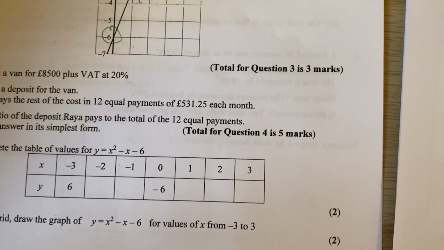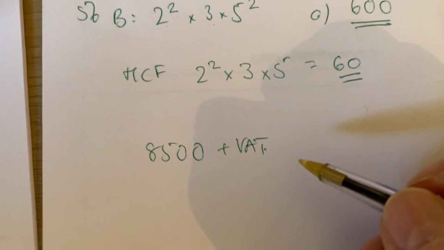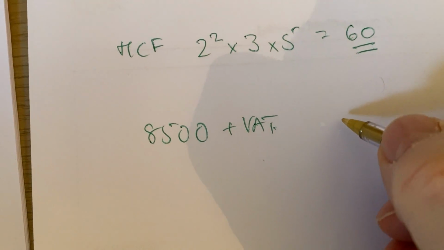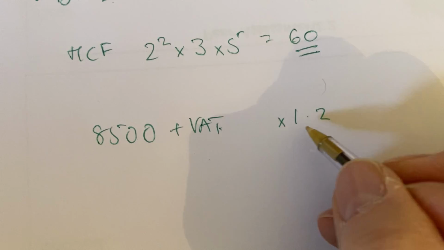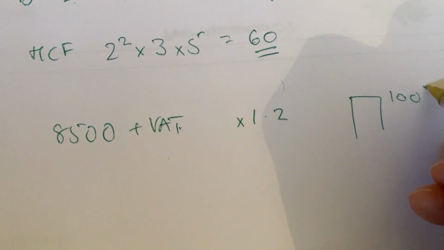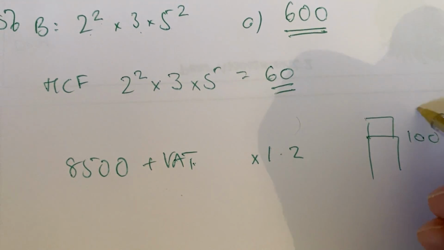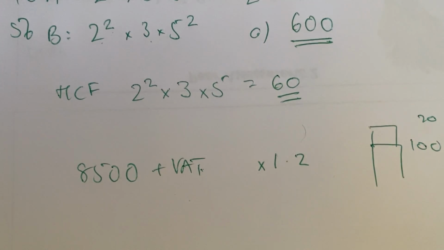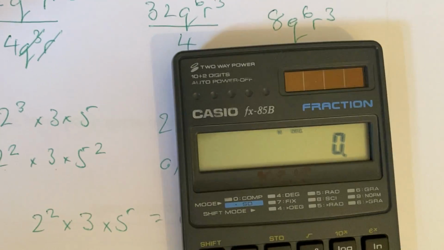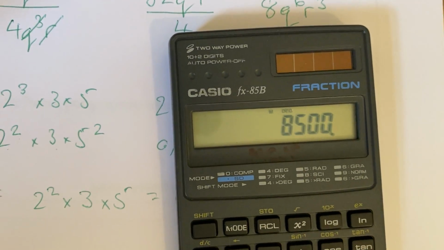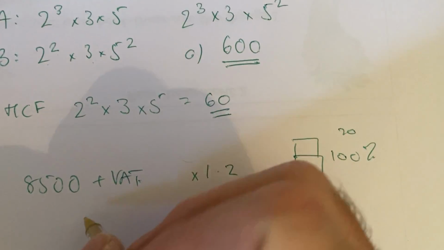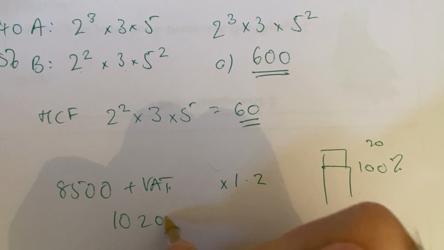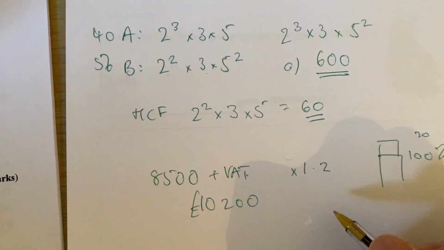So the first thing you want to do is find 20% of that. So that's a multiplier. My multiplier is 1.2 because that's 20% added to the 1. Remember, you've got 100%, you add 20%, so that's 120%. So I get my calculator, I do 8500 times 1.2, and that tells me the total cost is 10,200. So that's the total cost.